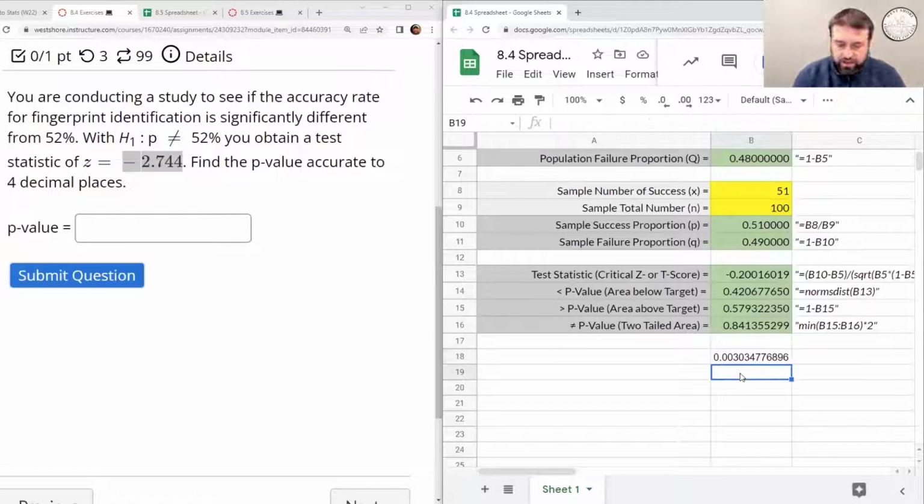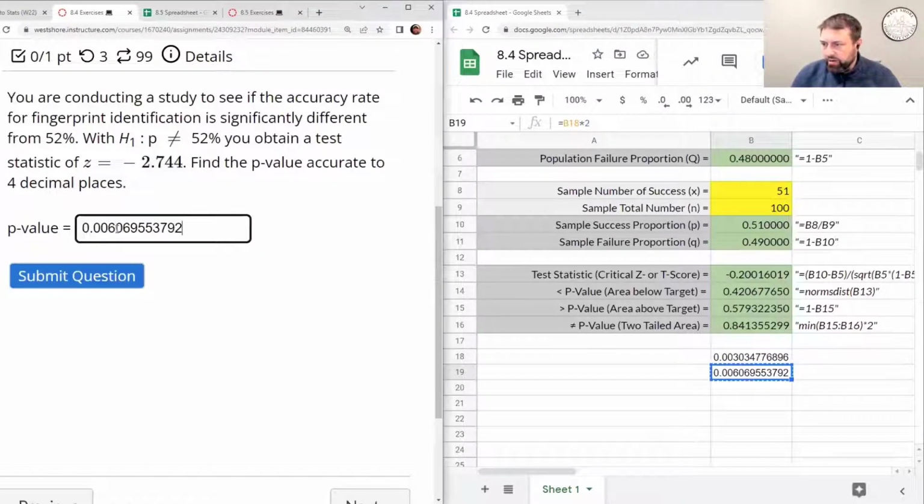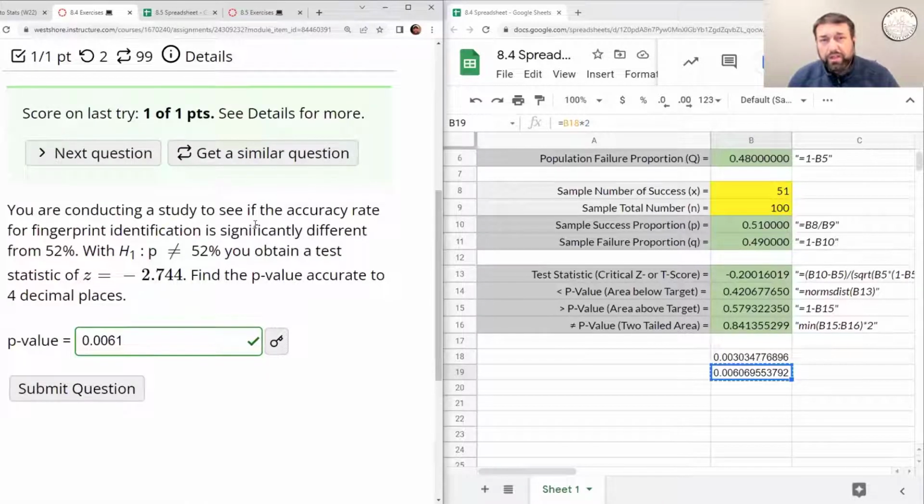So I'm going to take this value and multiply it by 2, and that will give me the area under 2 tails. So I'm going to copy that, paste it here, round it to 4 decimals, and we're going to get it right.